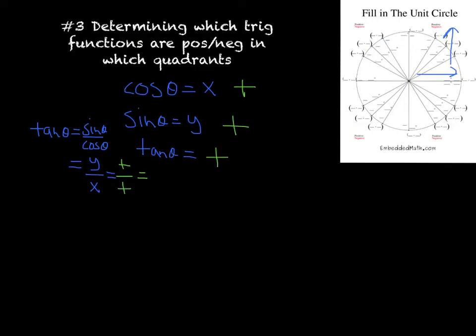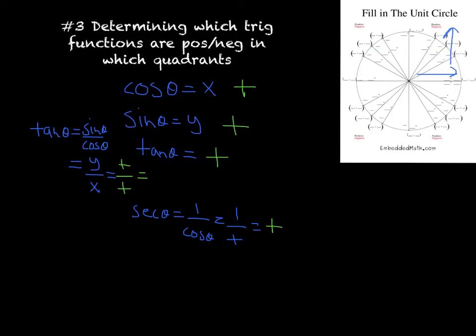All right, now we've got the main three, sine, cosine, tangent. Now the other ones are, remember, just the flip of these. So the secant of theta is equal to what? 1 over the cosine of theta. Well, let's think about that. 1 over a positive number is just going to be positive.